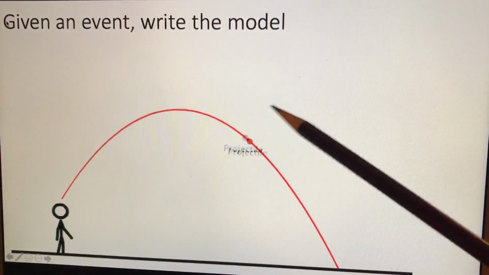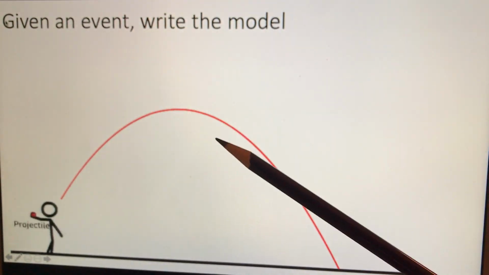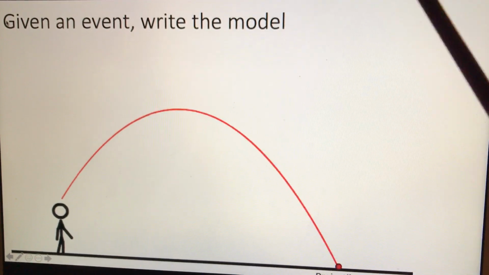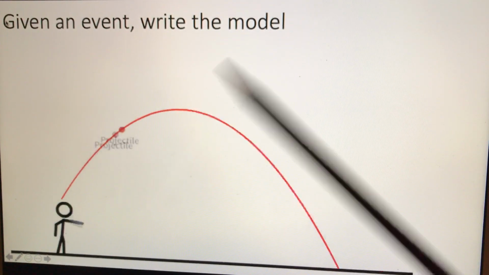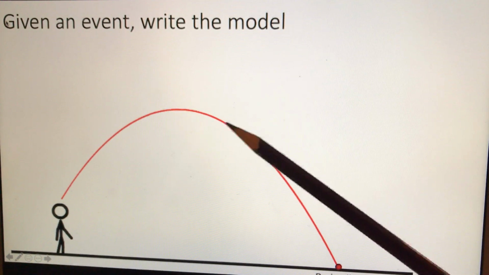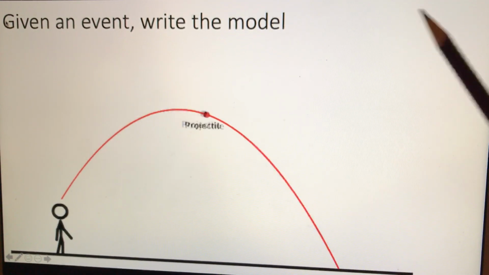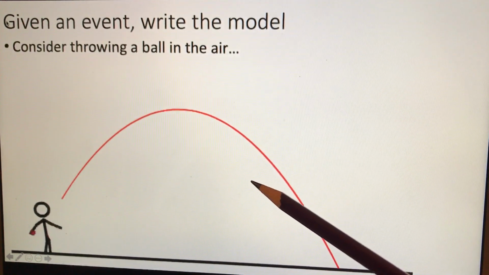Another kind of question we could see is, given a specific event, write the model. And this is actually a little more of an interesting question, and these are the kinds of problems that we're going to come across with quadratics. So here's a situation here. Consider throwing a ball in the air.